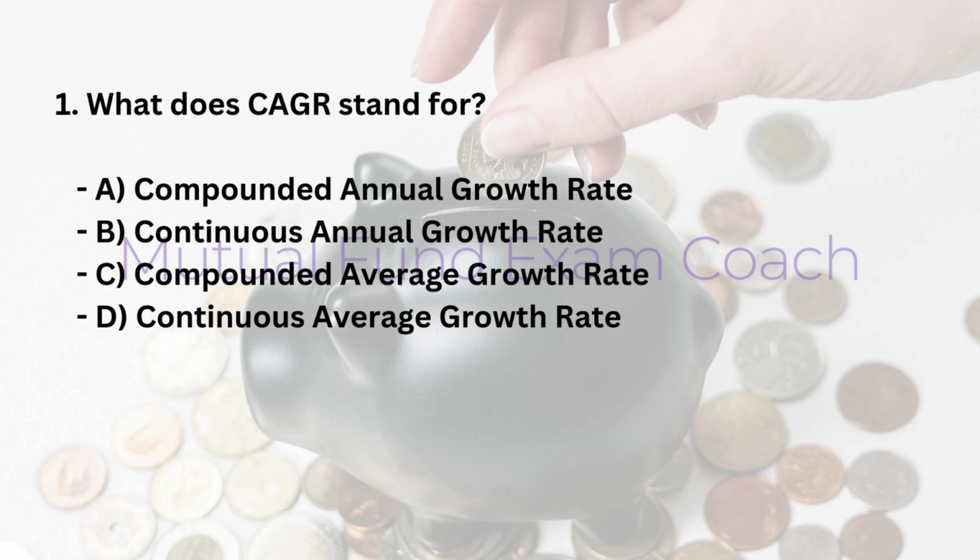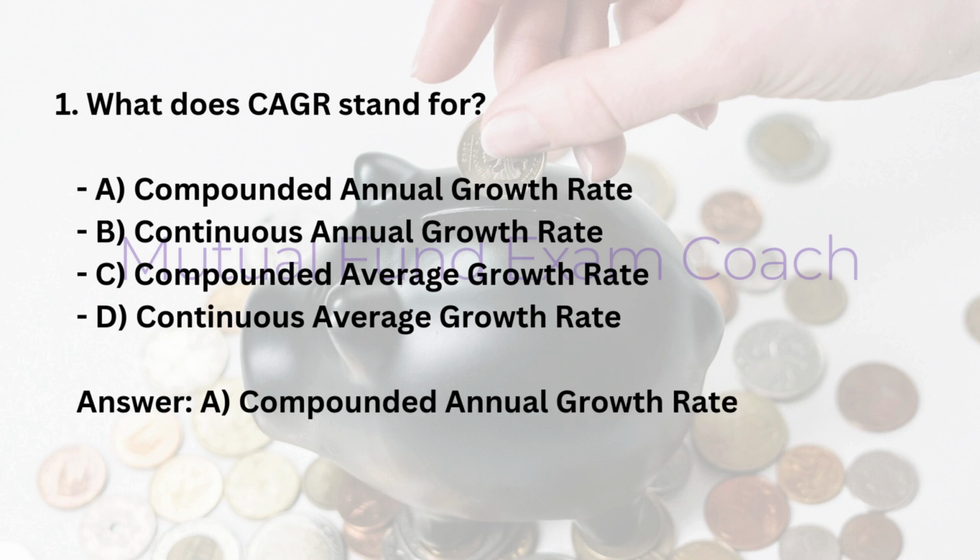1. What does CAGR stand for? A. Compounded annual growth rate. B. Continuous annual growth rate. C. Compounded average growth rate. D. Continuous average growth rate. Answer: A. Compounded annual growth rate.